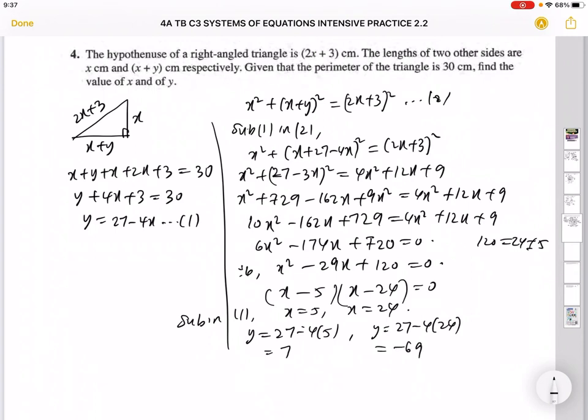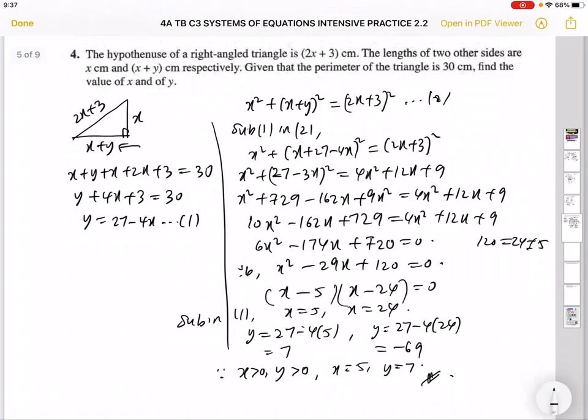Can your length y be negative? That is impossible, right? Now, although y is not exactly the length, but even if you take x as 24, y is negative 69, you subtract, you would definitely get negative. So we can say since x more than 0, y must be more than 0. Therefore, we take x equals to 5, y equals to 7. Yep, only one answer.